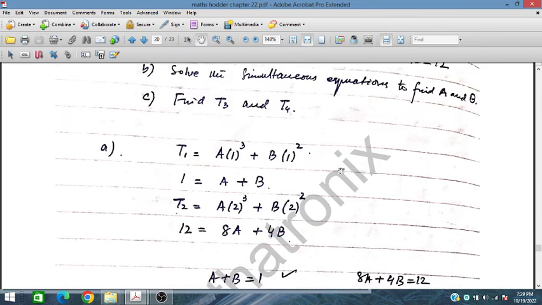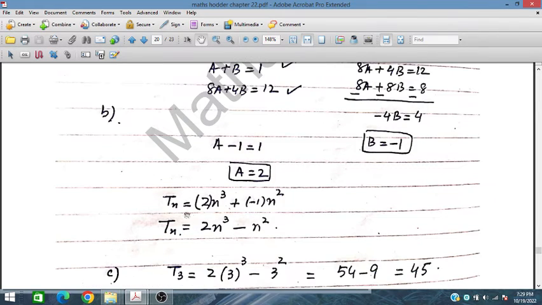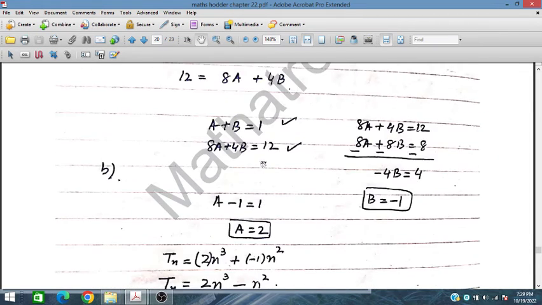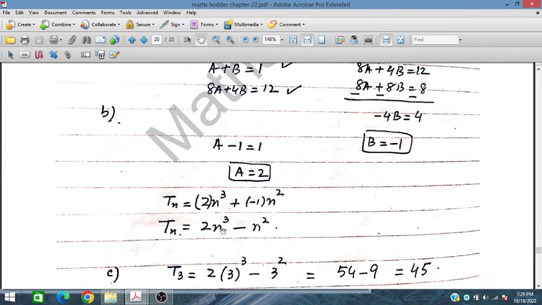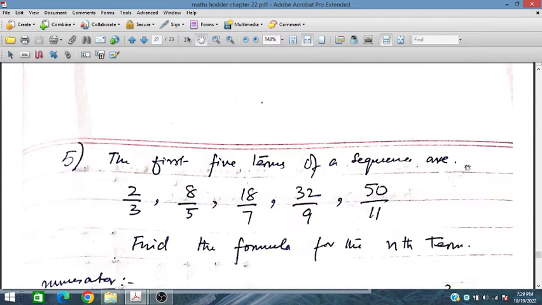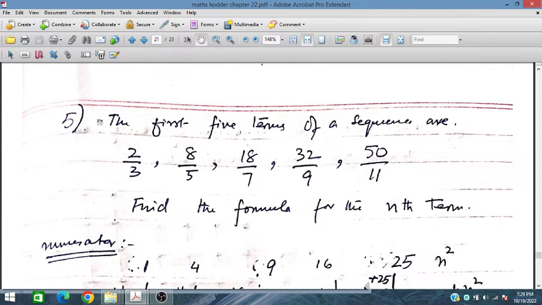And find t3 and t4. t3 and t4 can be obtained like this. Once we have obtained the tn terms, we can place 3 here for t3, and 4 for t4. So 4 cubed is 64, times 2 gives 128, and 4 squared is 16, so t4 is this and t3 is this. So it's easy, and this is problem number 5.